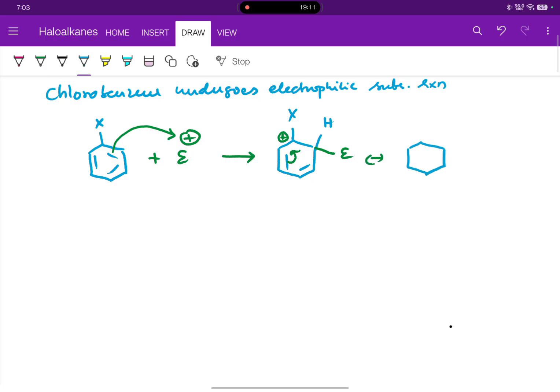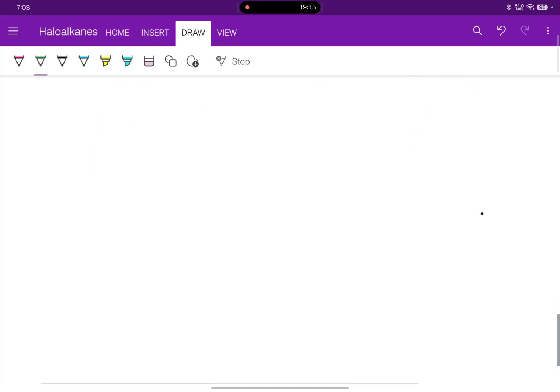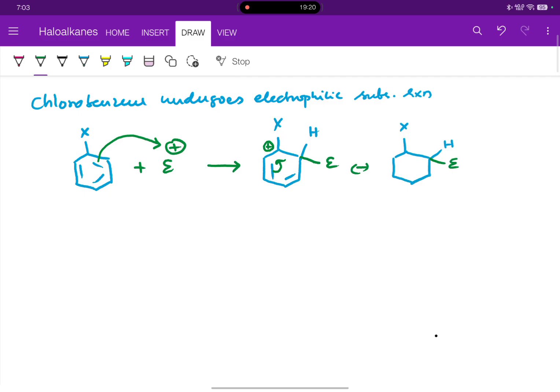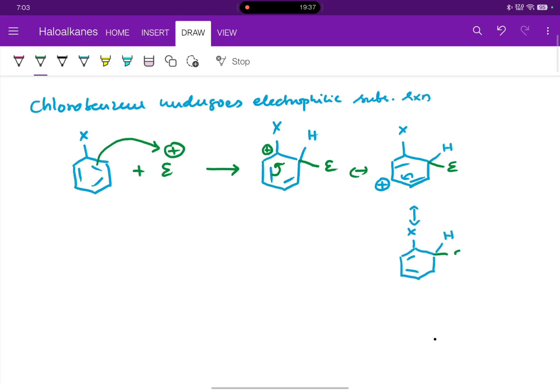So nothing will happen to the halogen, nothing will happen to the hydrogen, and nothing will happen to the electrophile. It is a simple movement of the pi cloud over here. Again this will shift here. You can very clearly see that in the last position the hydrogen will give its electron and go out as a proton. So you get an ortho or para position electrophilic substitution reaction.